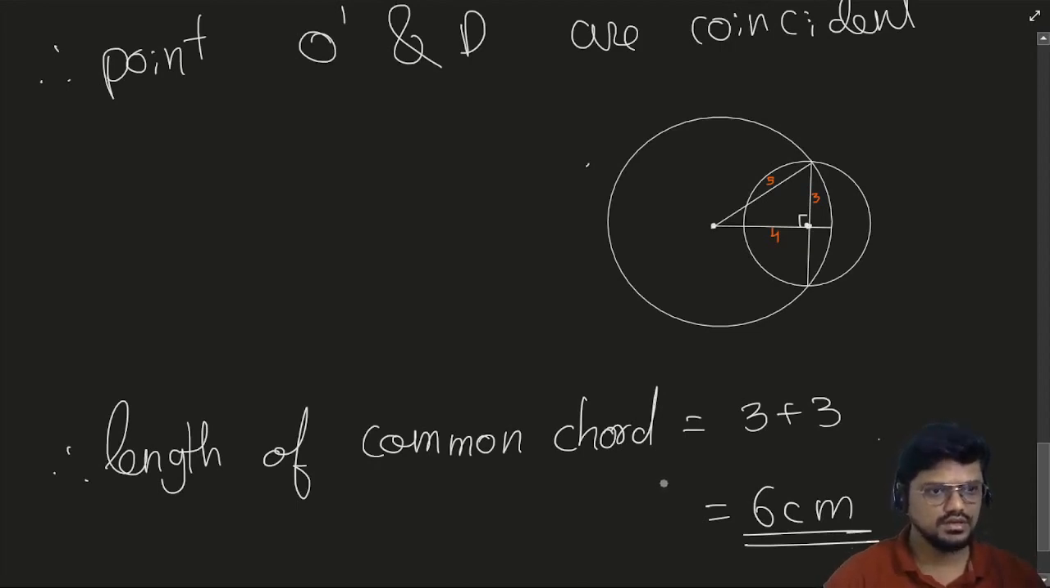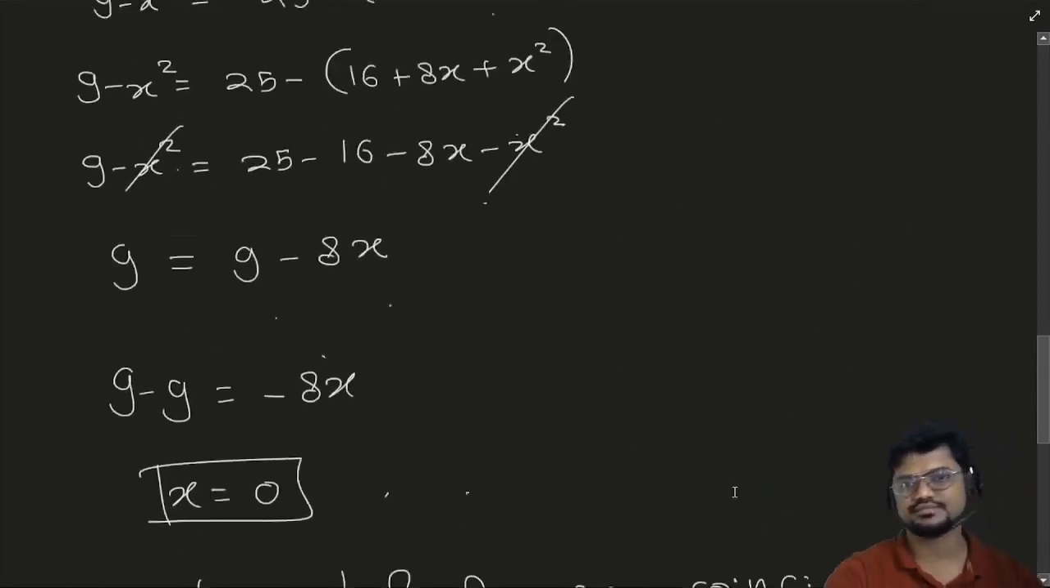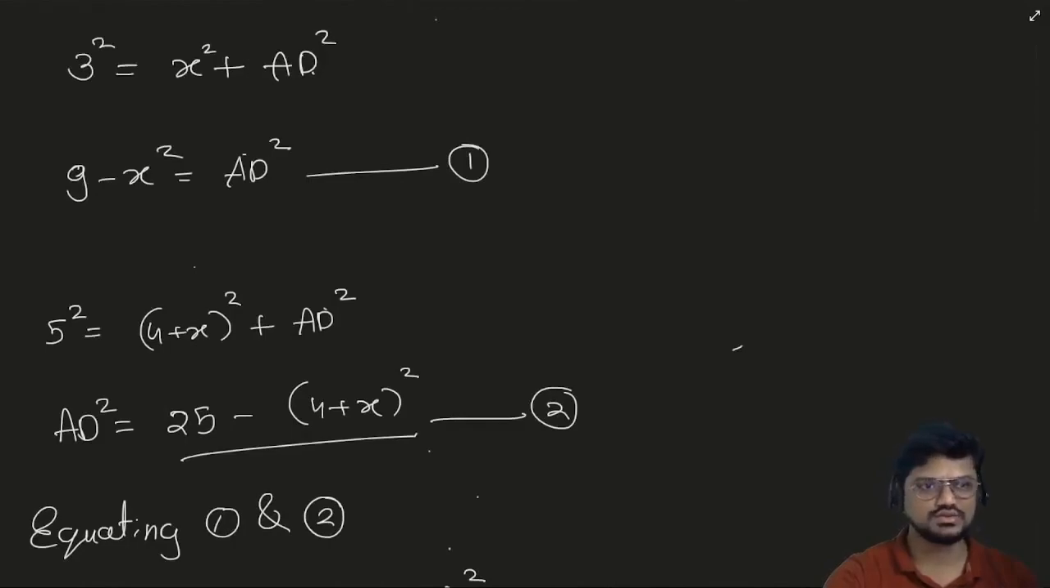Why is it coincident? I hope you have understood. Since we are getting the value of x as 0, that means both the points are the same. That's why they are coincident. And now if it is coincident, we will draw a new diagram. So this will be 4, this will be 5, and this will be 3. And if this is 3, this will also be 3. Got it? Fine. Now let's go to the next question.